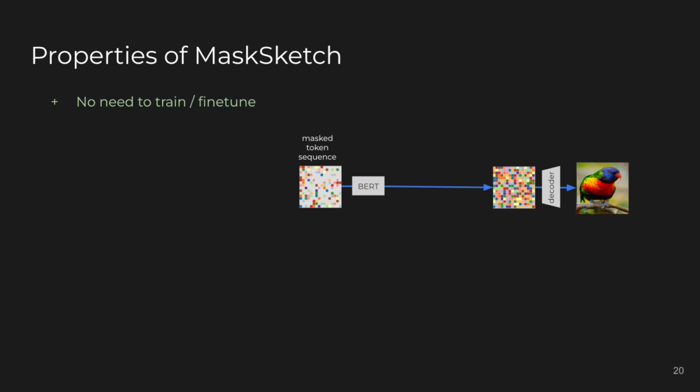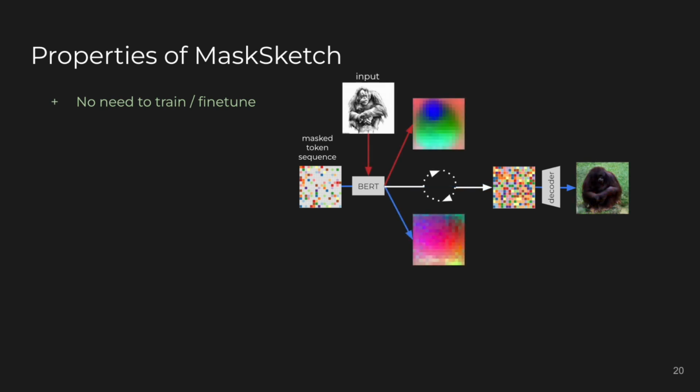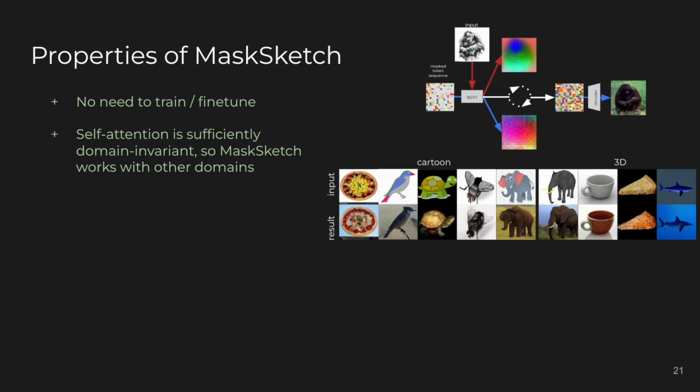What are the most prominent properties of MaskSketch? First of all, MaskSketch does not require any training or fine-tuning on the data from the source domain. MaskSketch is a modification of MaskSketch's inference algorithm that constrains sampling to the given structure. This way, MaskSketch achieves structure-guided generation for free. Self-attention maps used in structure-guided sampling are sufficiently domain invariant, so MaskSketch can work on images of different modalities such as sketches, cartoons, and 3D models, without any pairwise supervision and training.